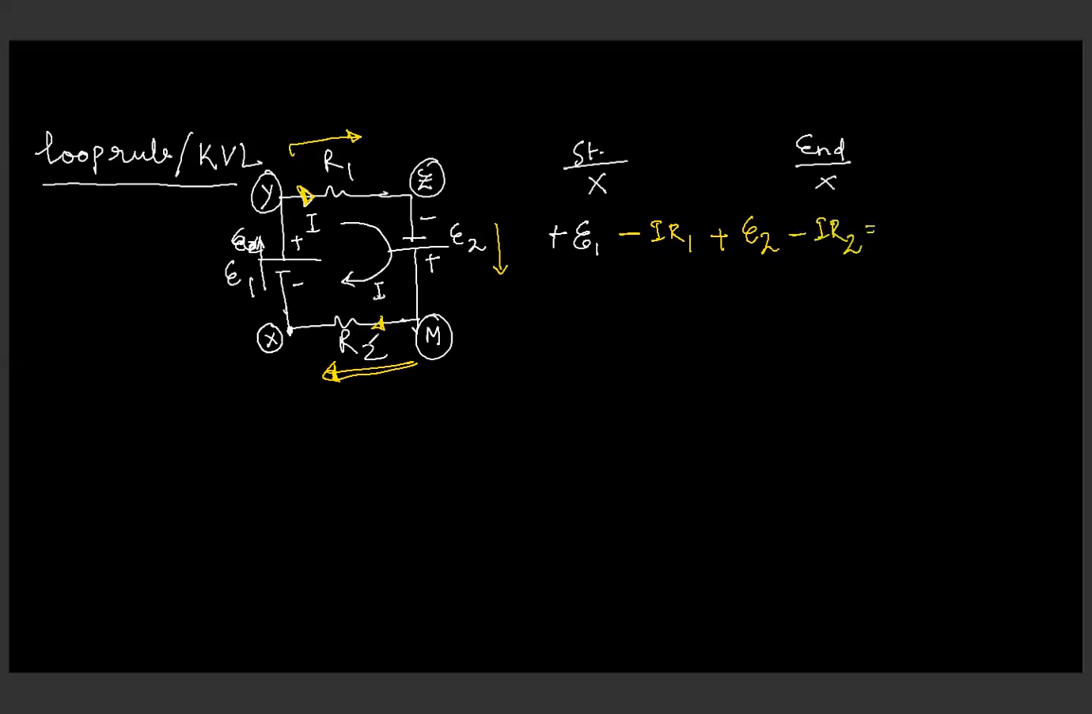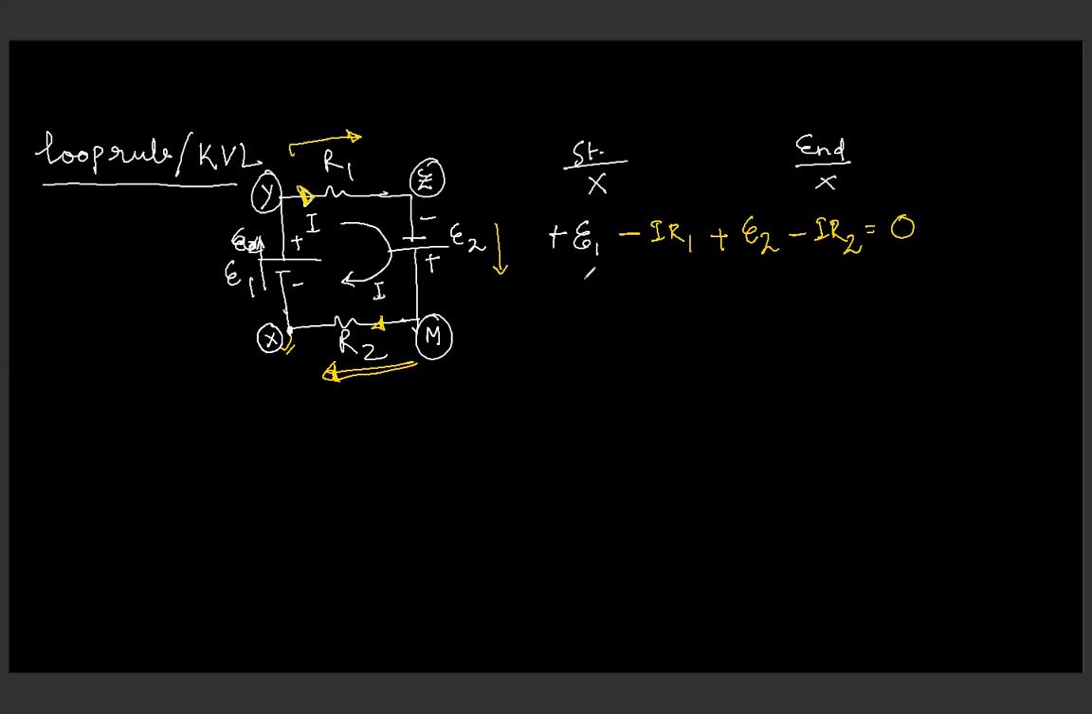Is there any other circuit element? No. We have reached the point from which we started. We ended it over here. That is 0. You start from Y, end your journey at Y; you start from Z, end your journey at Z; everywhere you'll get the same answer.